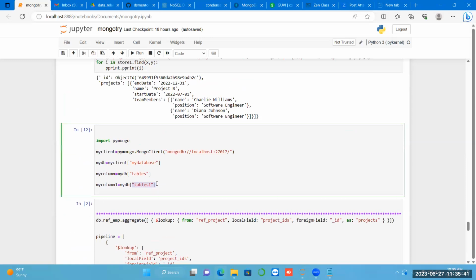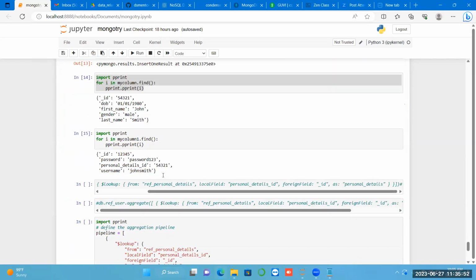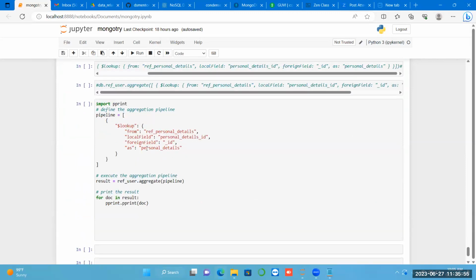Right. Copy that variable name that is inside the database. What is the name inside your Jupyter notebook? My column one. Yeah, so copy that one. And replace with what? User details. No, not there, in the result part. So result equal to table name dot aggregate, right? The table name you copied, paste it there.